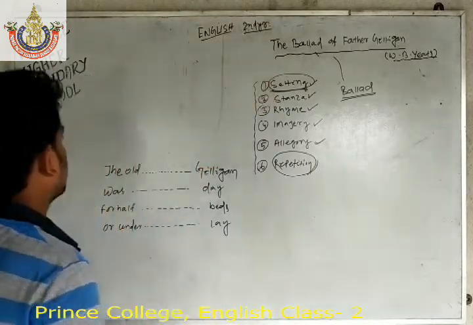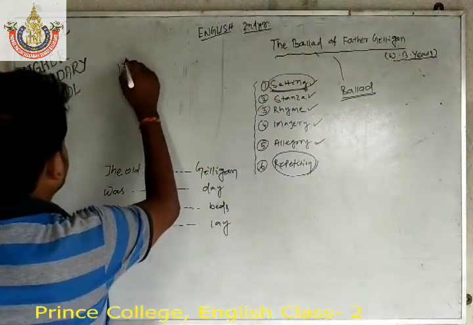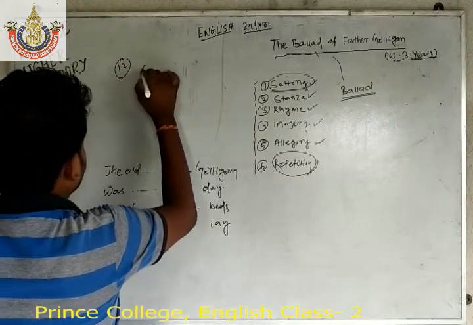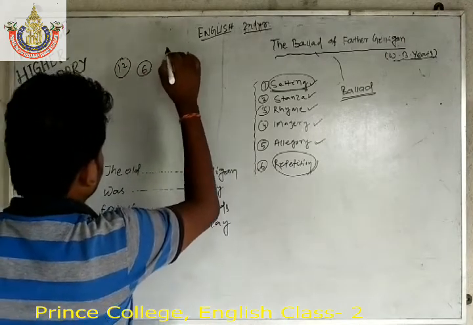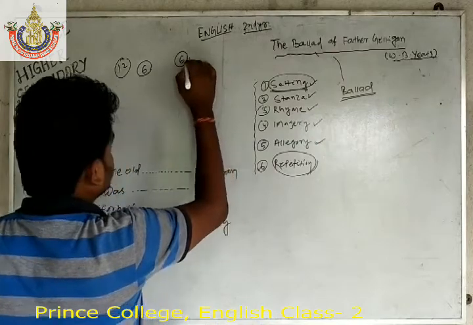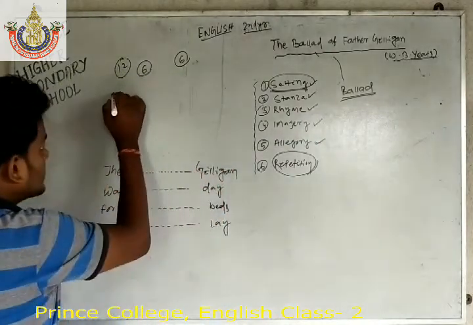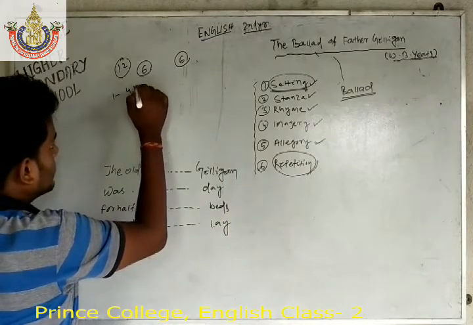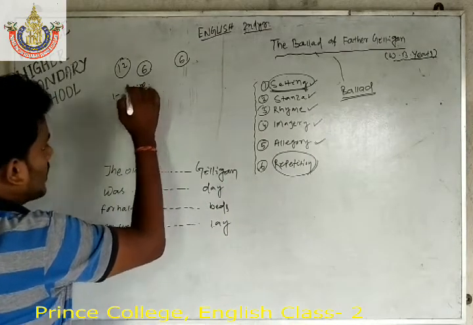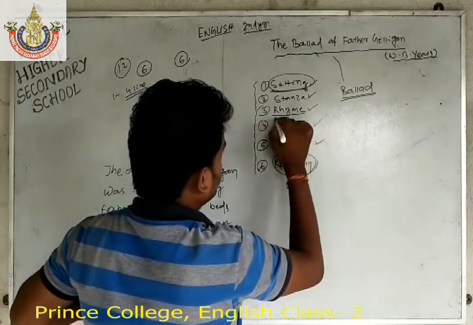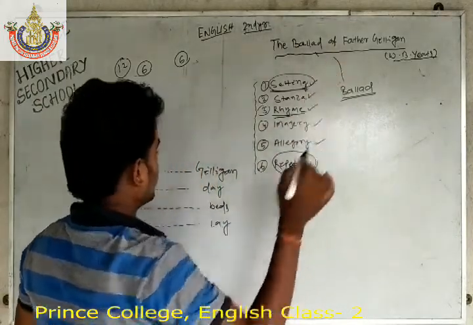So the setting is a countryside, and how many stanzas are there? 12 stanzas are there. 6 stanzas we have already discussed. We are going to analyze another 6 stanzas today. And what is the rhyme? Each stanza has 4 lines. And what is the rhyming scheme of the poem, The Ballad of Father Gilligan?